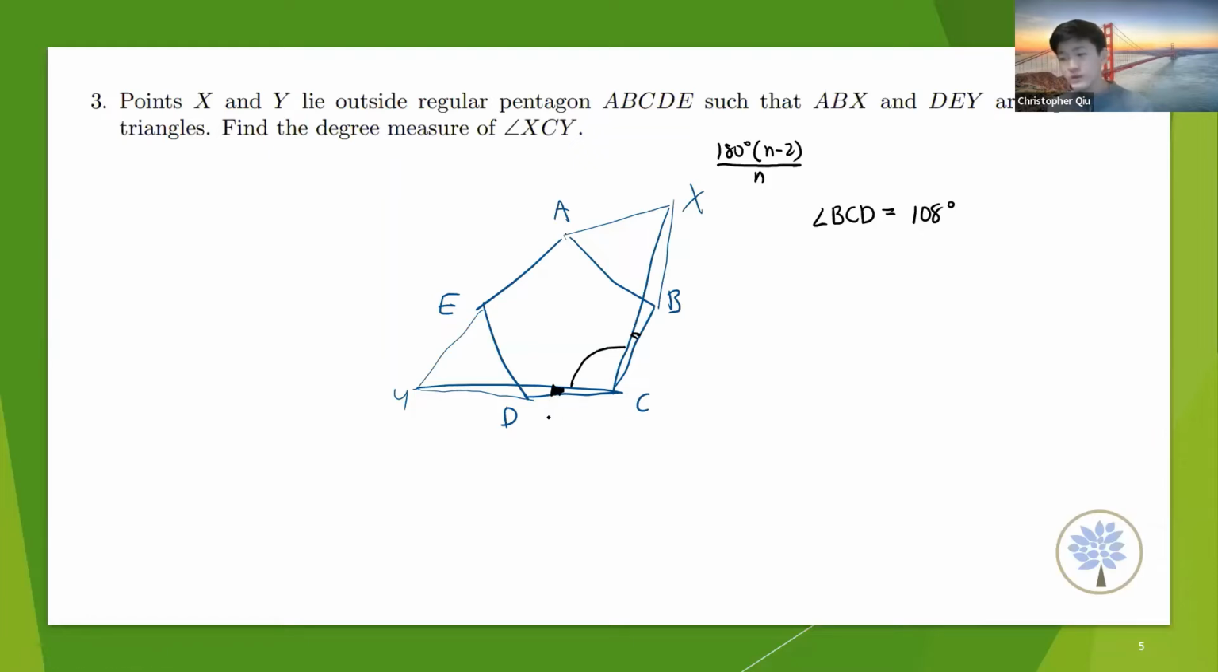One thing we can note about this angle is that it is inside an isosceles triangle, and specifically, it's inside this isosceles triangle, YDC. We know this is isosceles because we have an equilateral triangle attached to an equilateral pentagon, and so all three of these lengths are equal. And so we can notice here that triangle YDC is isosceles.